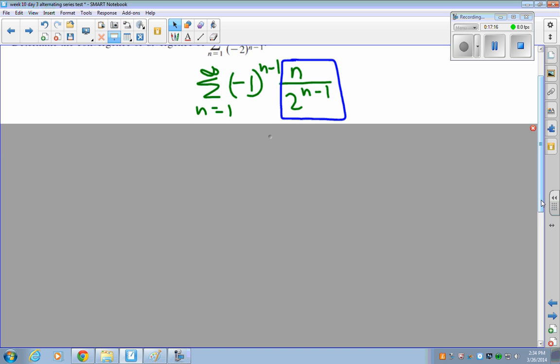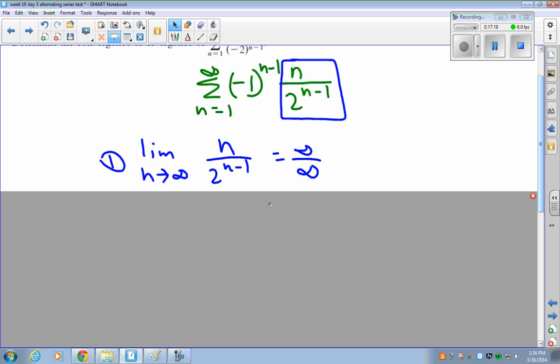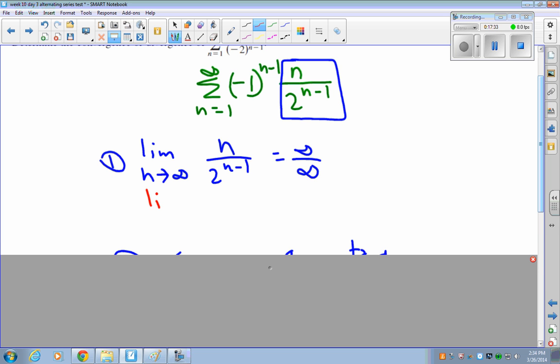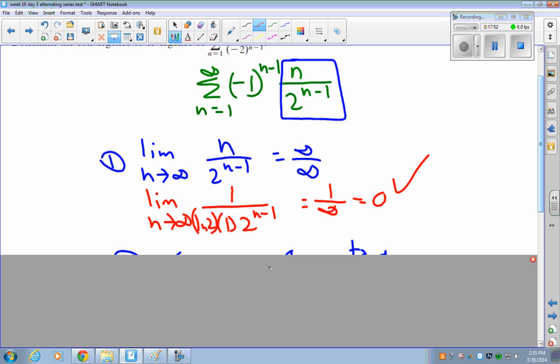Since it alternates, I only need to care about two things. First thing, I need to see if it goes to where? What do I hope it goes? 0. So right off, I plugged in infinity, and I got infinity over infinity. I don't know. Can I take the derivative? Yep. Derivative up top is 1. Bottom, the derivative. What's that go to? 1 over infinity, which is? Good, that's step 1. That means my alternating part is going towards 0.